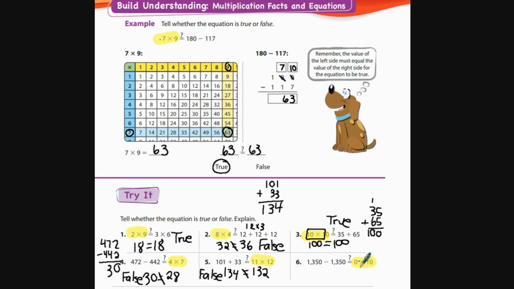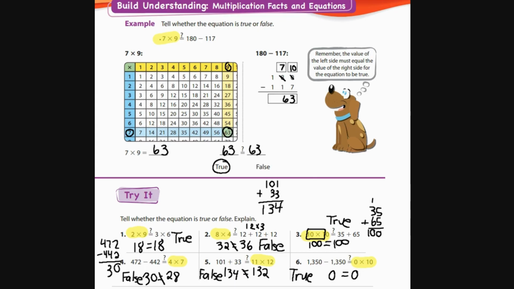Okay. And the last one is number 6. Number 6, we're going to look at 0 times 10. Remember what I said earlier. Any number times 0 is 0. Doesn't matter what number it is. It's always going to be 0. Now, if I had 1,350 and I took away 1,350, what am I left with? I'm left with 0. I'm not going to subtract it because this is the same exact number. If I have this number and I took away the same exact number, that means I have nothing left. So therefore, I could say that 0 is equal to 0. So this equation is going to be true.